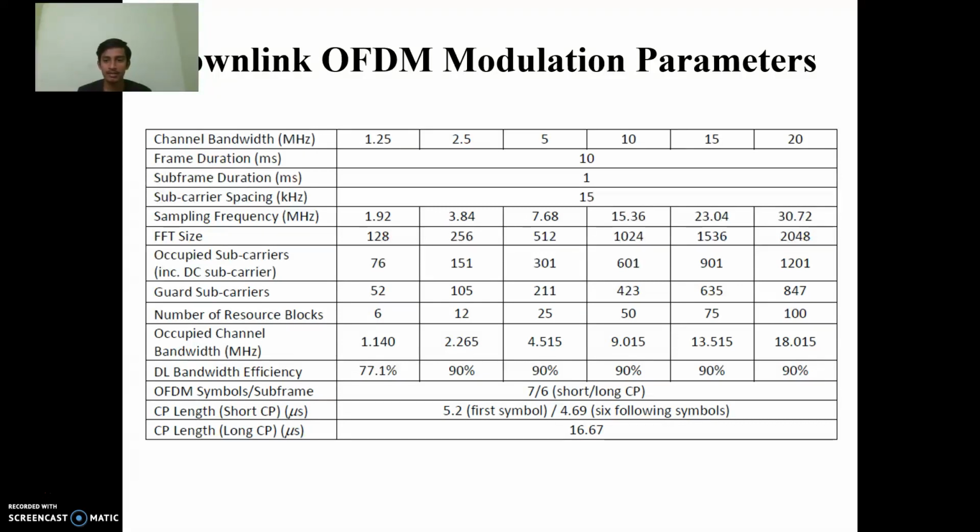Sampling frequency is 23.4 megahertz, FFT size is 1536, occupied subcarriers is 901, guard subcarriers is 635, number of resource blocks is 75, occupied channel bandwidth is 13.515 megahertz, and so on.